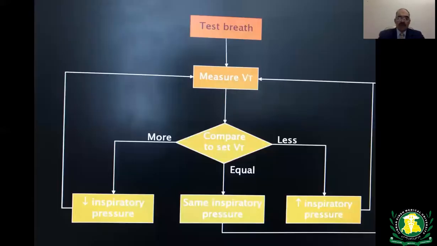So here is the kind of good graphic presentation. Tidal volume is measured, so the ventilator compares the exhaled tidal volume. If it is more than what you wanted, then the inspiratory pressure for the next breath will go down. And if the exhaled tidal volume was less than what you wanted, then the inspiratory pressure for the next breath will go up to keep that tidal volume. And if it's the same, for example, you wanted to have 500 tidal volume and the exhaled air was 500, then the ventilator will not change pressure for the next breath.